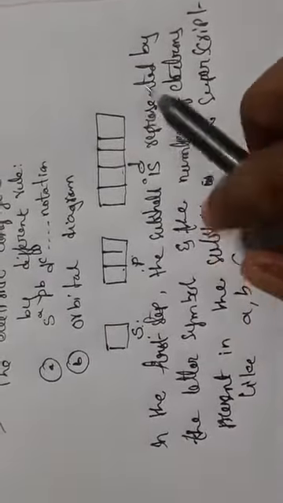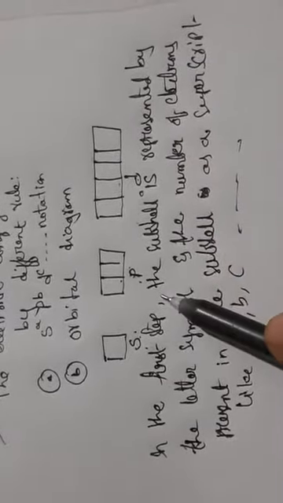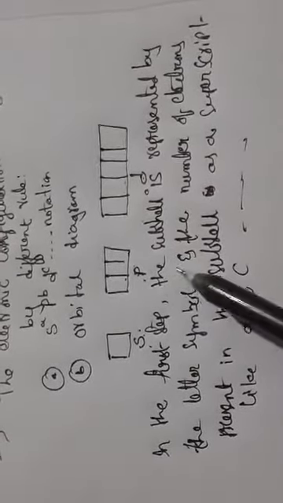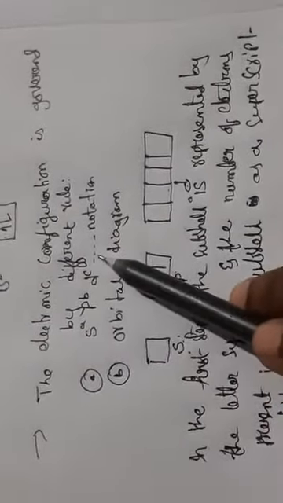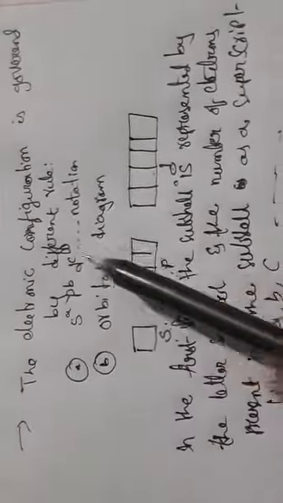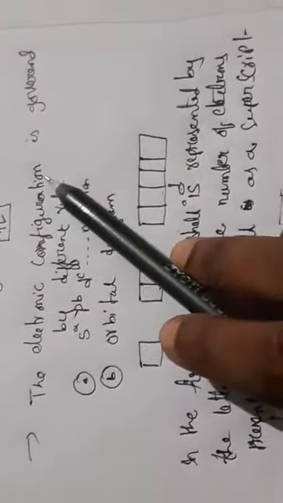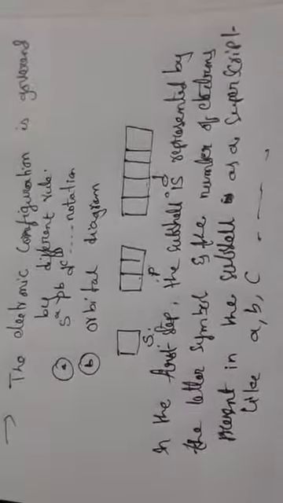So in the first step, whatever subshell we are taking is represented by a letter first of all, that is s, p, d, f. It is represented by the letter symbol and the number of electrons present in the subshell. For example, 1s2 I am taking. How do we represent it? First we take a, b, c. This is about the first step.